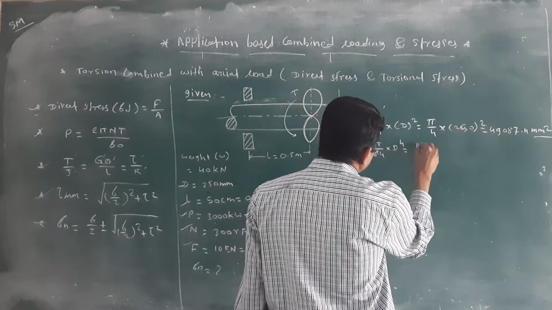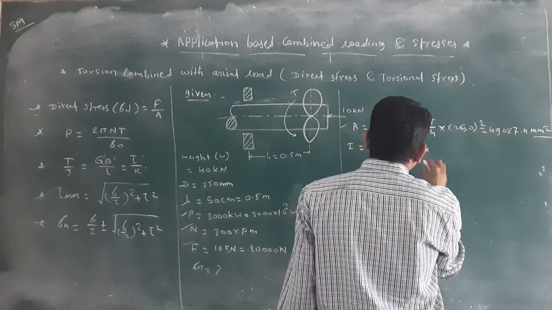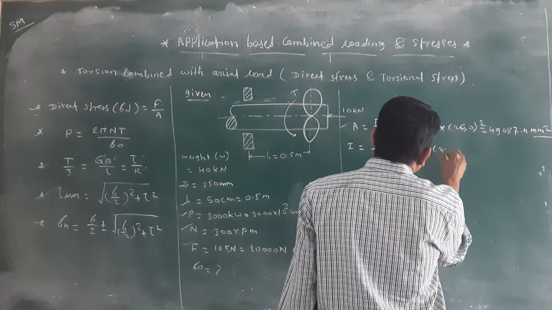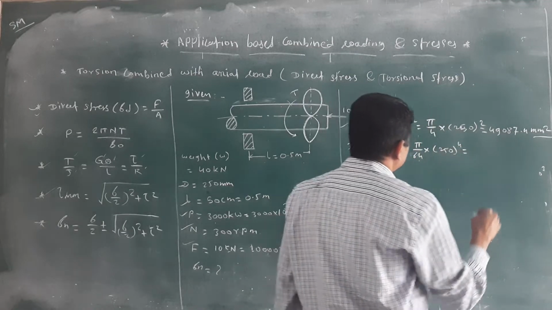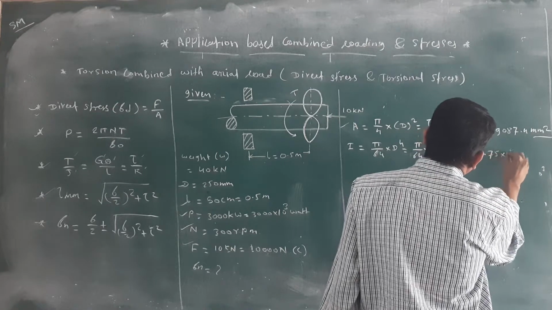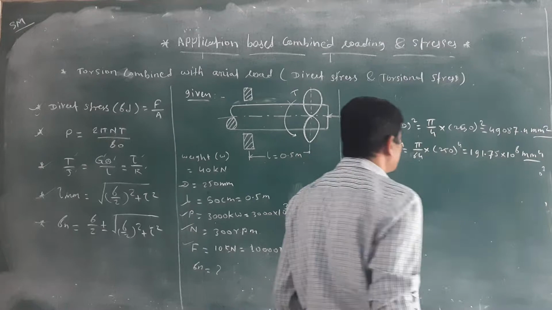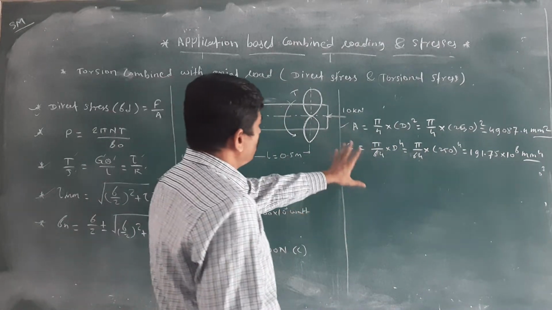We have seen already, pi by 64 into d raised to 4. Here 250 raised to 4 is there. If you have calculated this, then you will get 191.75 into 10 raised to 6. What is the unit of moment of inertia? mm raised to 4.